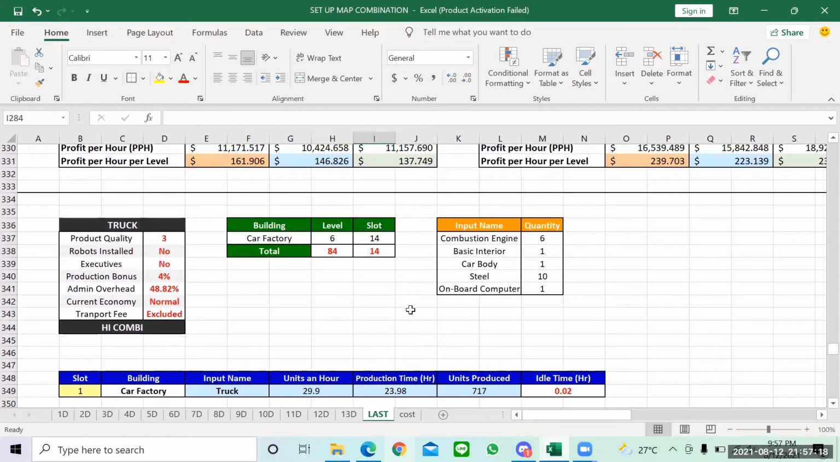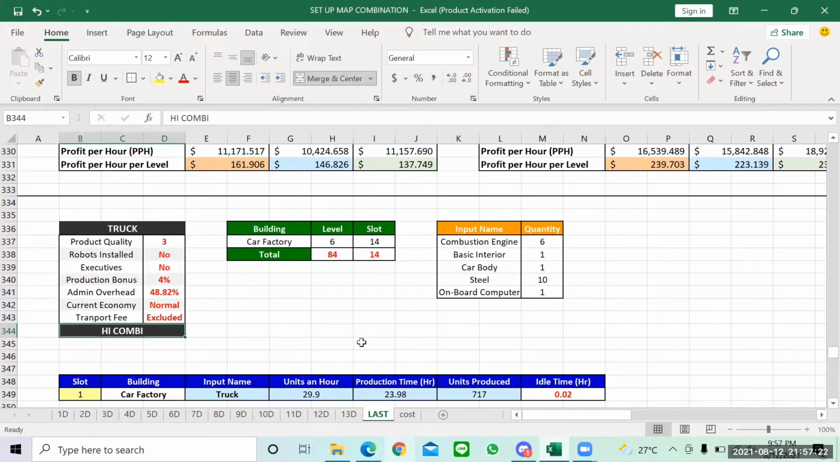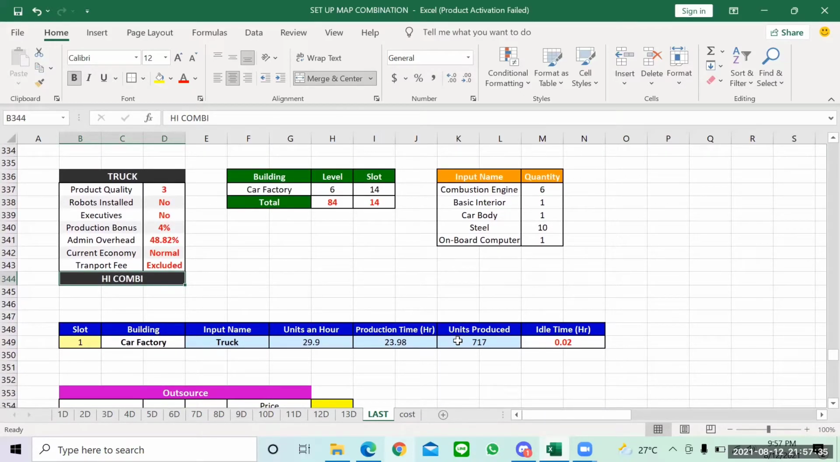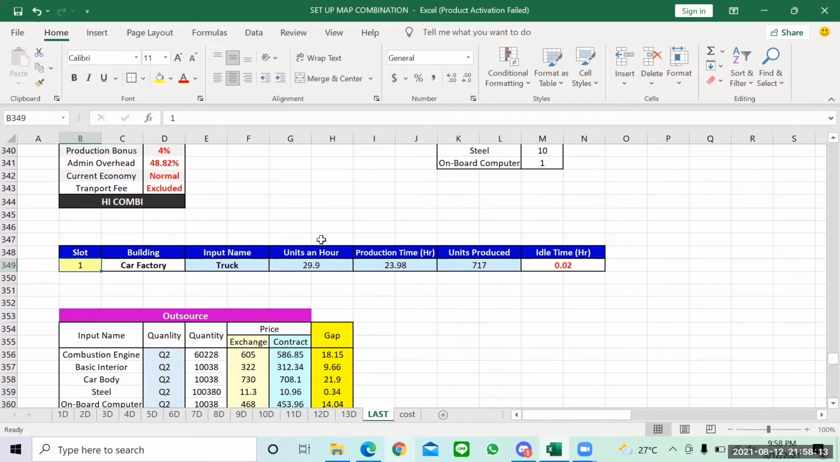Let's see the horizontal combination. It consists of 14 level 6 car factories. So the administration overhead is 48%. Of course, we can produce trucks, 717 units. This is for one car factory. As you can see, this is only for one car factory. And how about if we produce using 14 car factories and do it for 30 days? I think we can get the producer certificate for trucks, but I will show you how much the research and buildings investment is later.